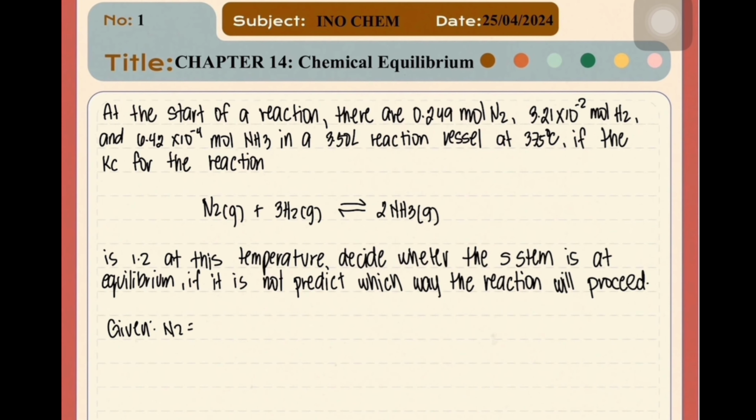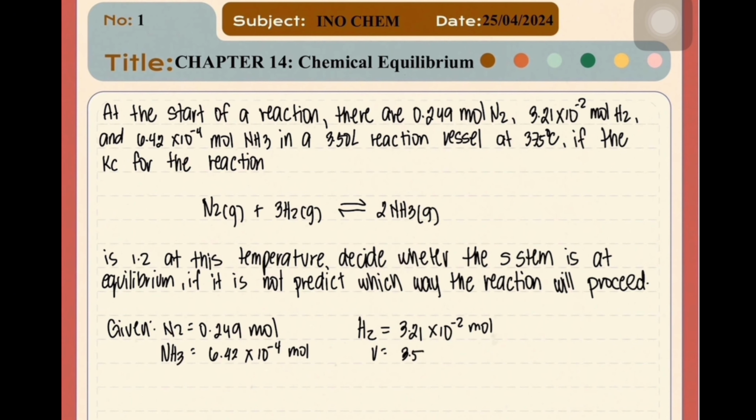We have the given values: nitrogen is equal to 0.249 moles, hydrogen is equal to 3.21 times 10 raised to negative 2 moles, and ammonia is equal to 6.42 times 10 raised to negative 4 moles. The volume is 3.50 liters. The Kc or equilibrium constant is equal to 1.2 and the temperature is equal to 375 degrees Celsius.